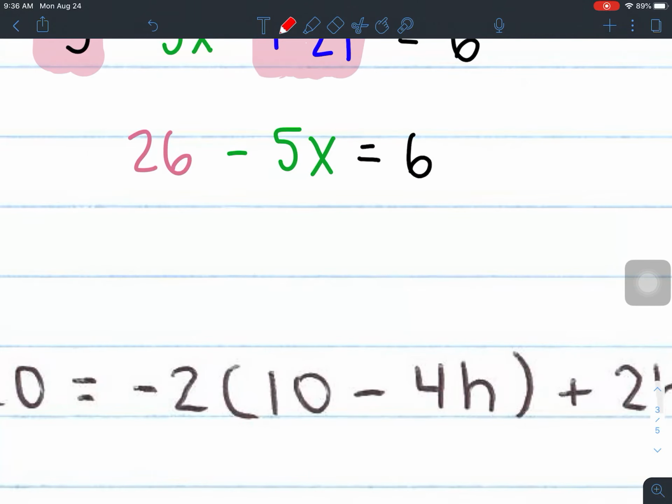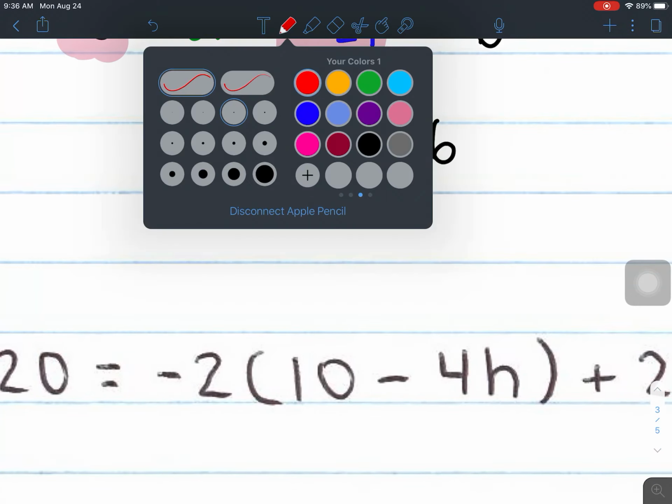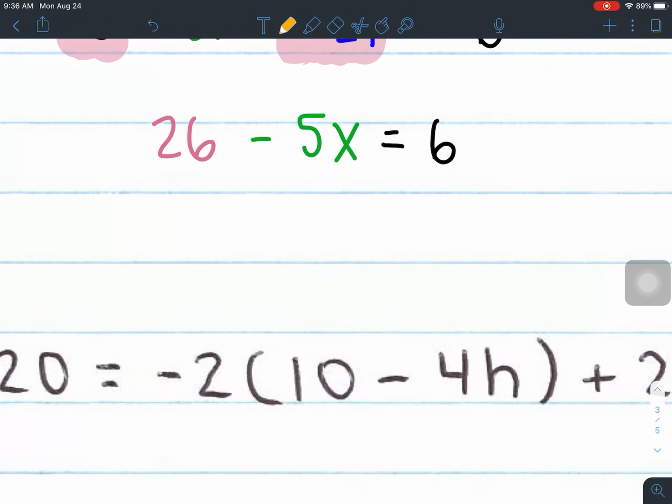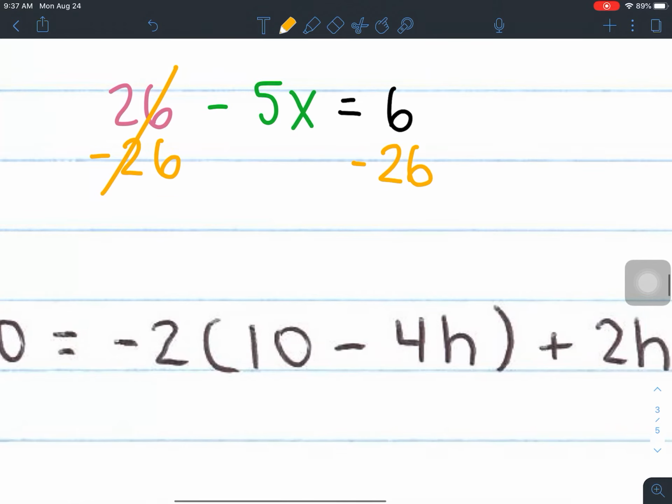Can I add or subtract anything before I multiply and divide? Yes. This 26 in the front is a positive 26. I want to get rid of that. I want to get rid of anything that's around my x before I actually multiply and divide really anything. So the first thing I'm going to do is subtract 26 from both sides. Why am I subtracting? Because it's positive and I'm doing the opposite. So that's going to go away.